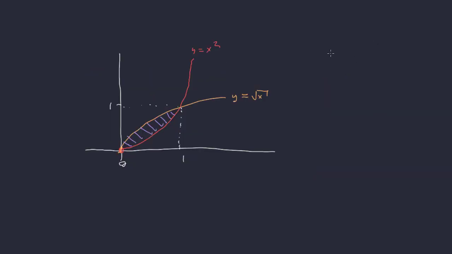All right, so let's say we want to find the area between y equals x squared and y equals the square root of x from 0 to 1. Okay, so let me write that out. We want to find the area between y equals x squared and y equals the square root of x over this interval 0 to 1. So we're basically looking for the area of this shaded region here in purple.